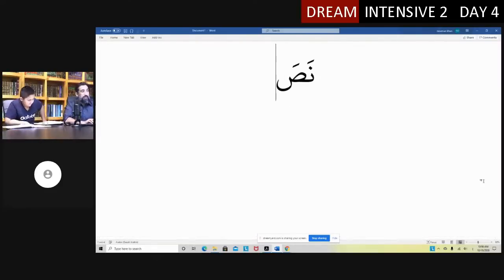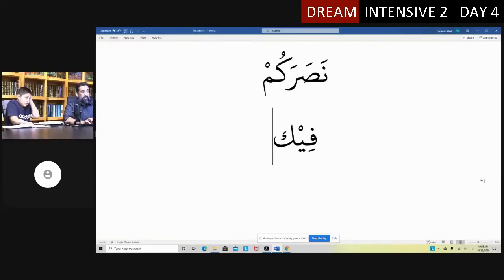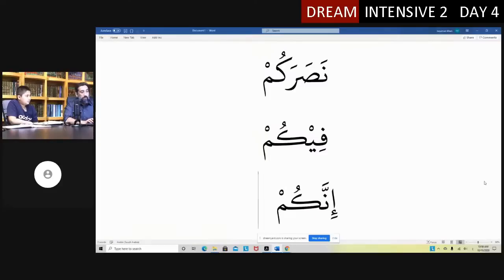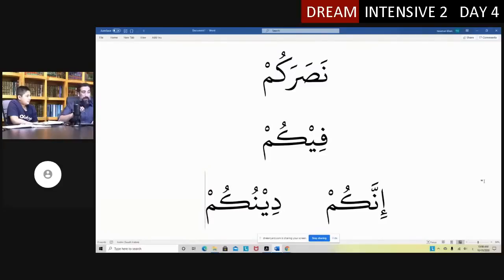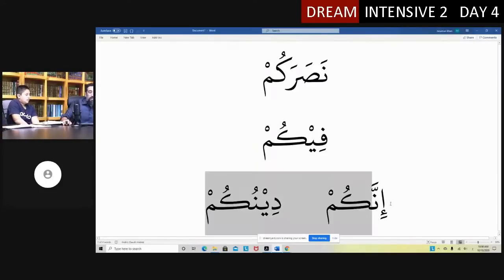So if I say nasarakumullahu, nasarakum in the Quran, or if I say fikum, or innakum, or dinukum. Nasarakum is a fi'l, you don't know that yet, not in review anyway, so this is not a mudaf ilayh. Fikum is a harf of jar: ba, ta, kaf, lam, waw, min, fi. This is not a mudaf ilayh because that's a harf. Innakum is a harf of nasab: inna, anna, ka'anna, layta, lakinna, la'alla. This is not a mudaf ilayh.